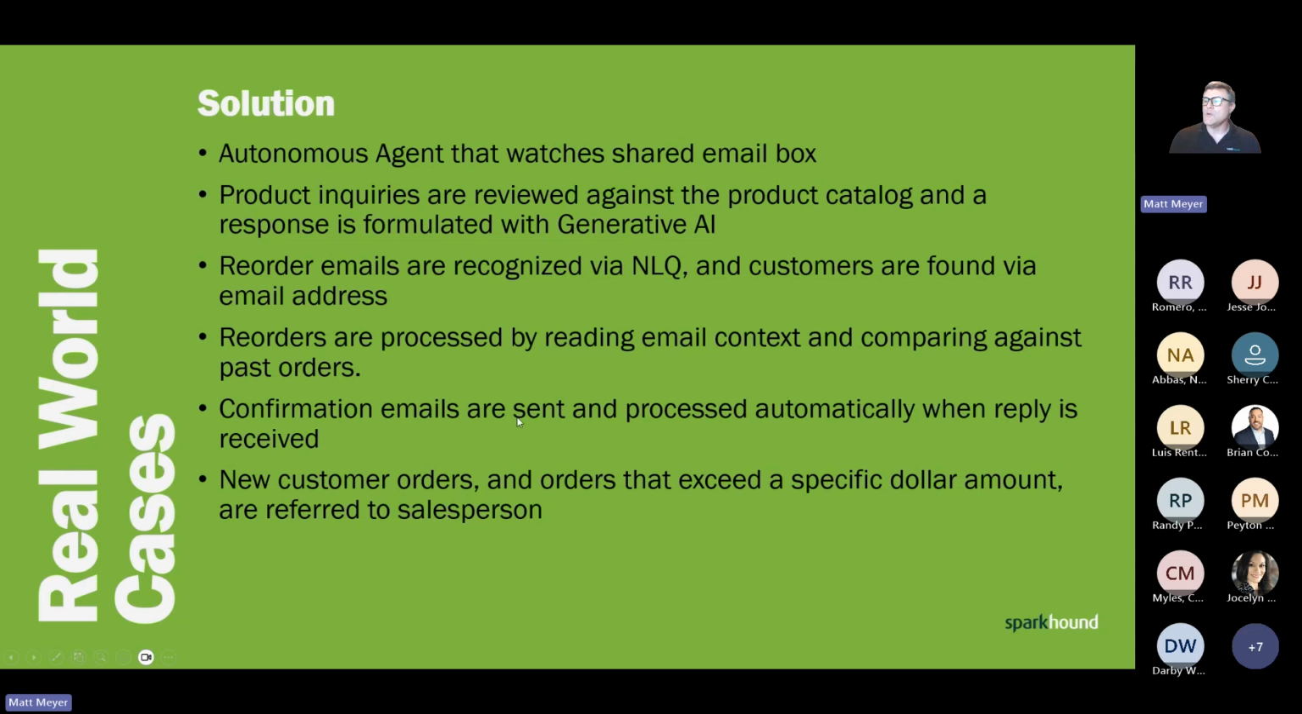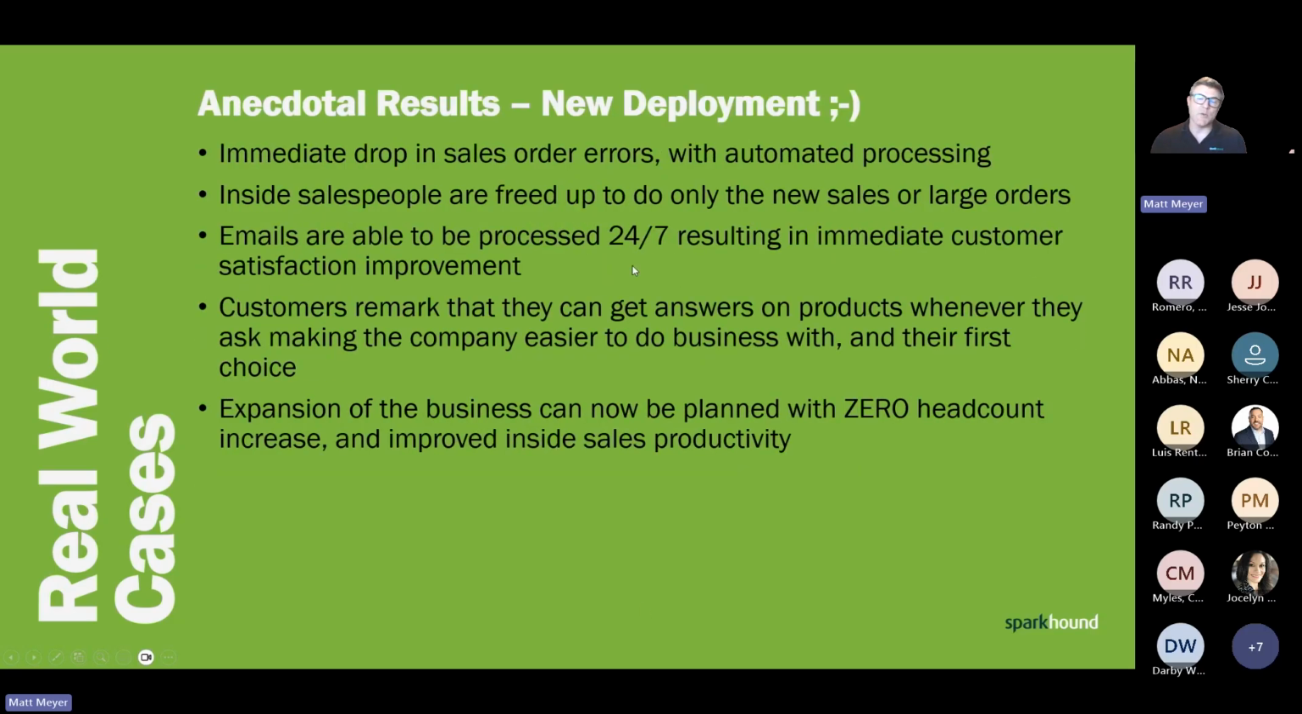And then new customer orders and orders that exceed a specific dollar amount are referred over to a salesperson for special handling. And what we saw here, and again, this is anecdotal results. This is a new deployment. We don't have any numbers yet, but we saw an immediate drop in sales order errors, because they're no longer transposing. They're no longer banging away on their keyboard. They're getting information from those emails and from their past orders, and those things are being handled just from what that person says. So those fat fingers, those mix-ups of switching one thing for another, don't happen anymore.